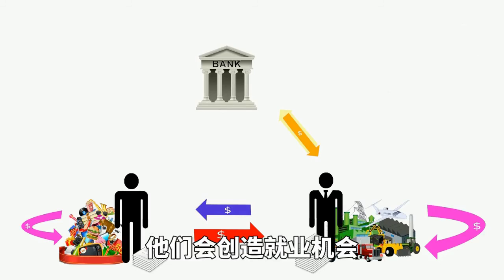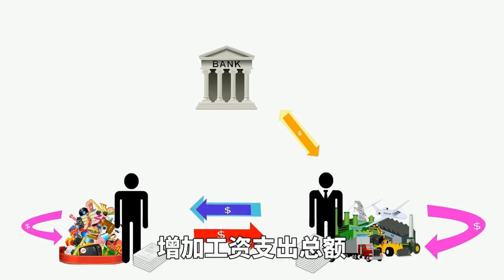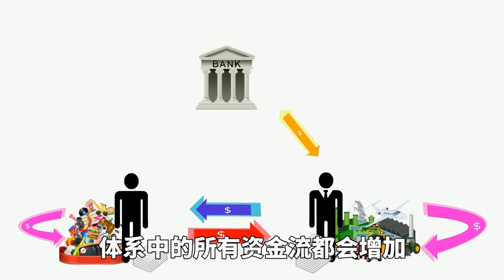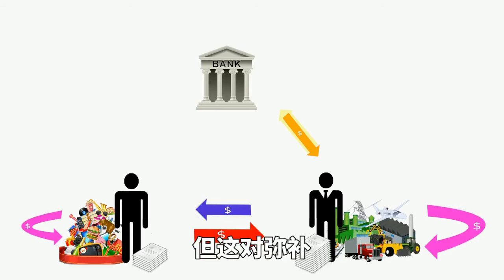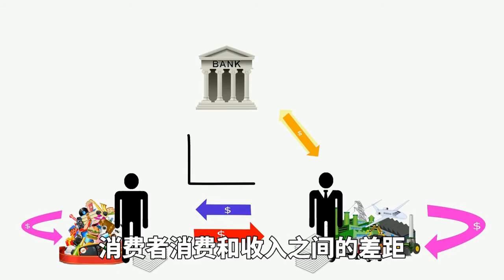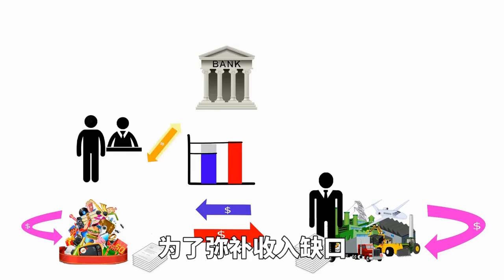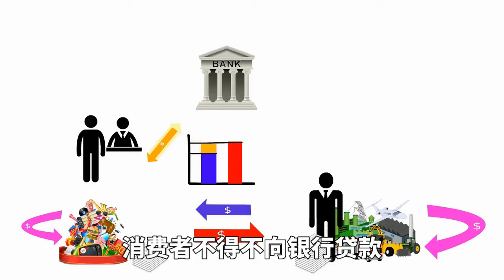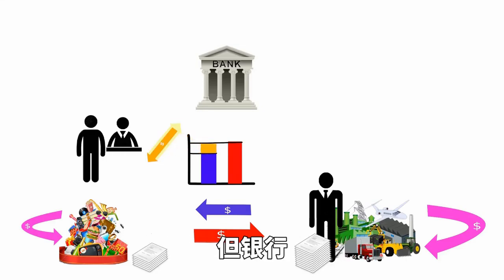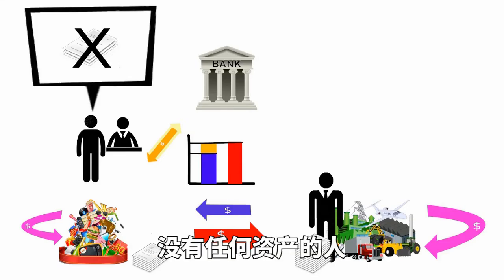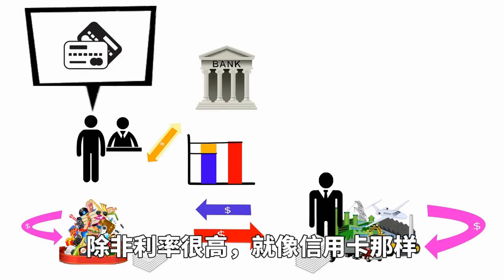So they will create jobs and increase the amount of salaries and therefore the amount of spending, and all the flow of money in the system will increase. But this does nothing to the gap, to the discrepancy between the consumption and the income of the consumers. To close the gap, to supplement their income, the consumers will have to borrow some money at the banks. But the banks are not especially keen to lend money to people who don't have any assets, unless it is at a very high interest rate, like with the credit cards.